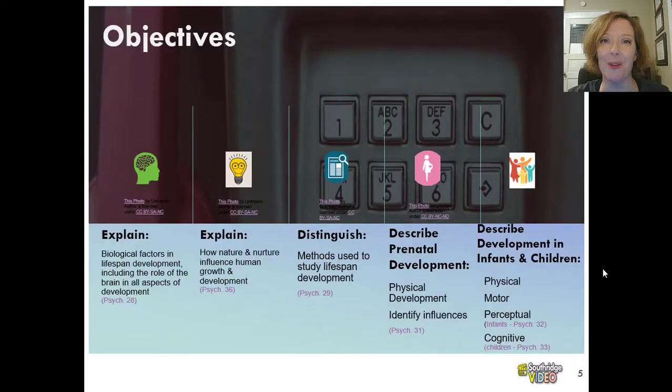We have quite a few objectives to cover, so if you want to pause here and review, go ahead and do that now. And if you haven't done so already, go ahead and grab your notes and let's get started.